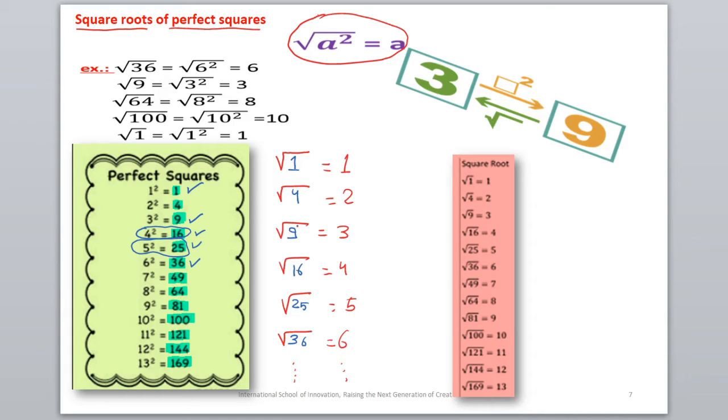For example, radical 9. What's the root of 9? It means, what's the number that you square to get 9? It is 3, so it's equal to 3. What is the square root of 16? What's the number that you square to get 16? It's equal to 4.